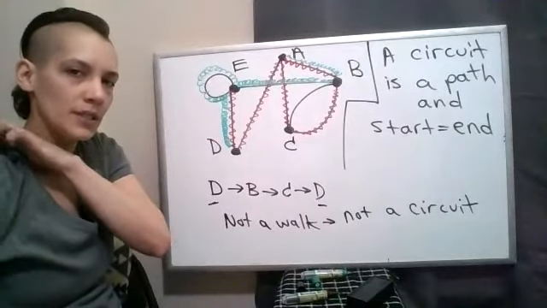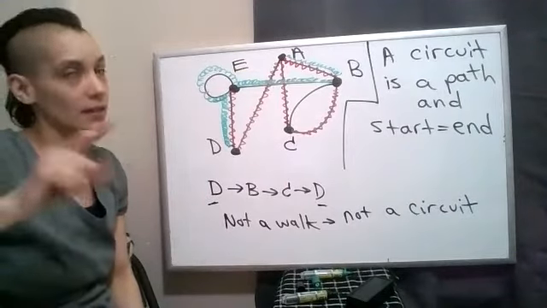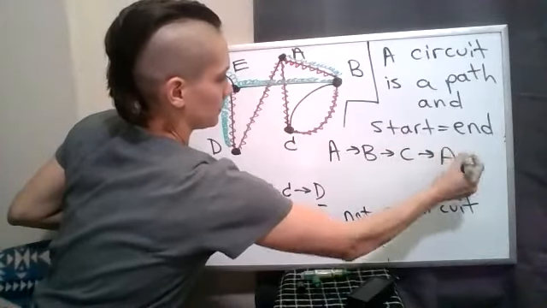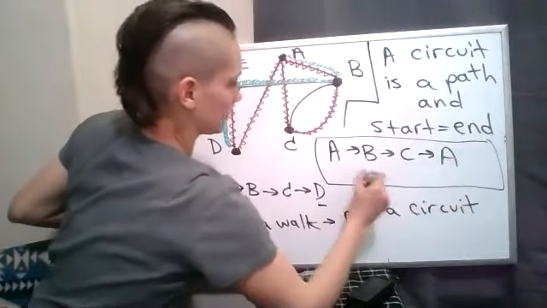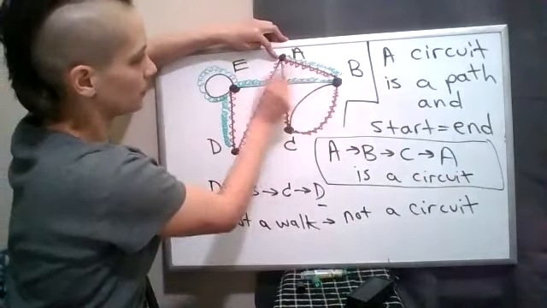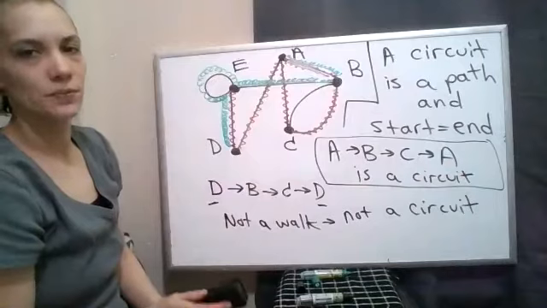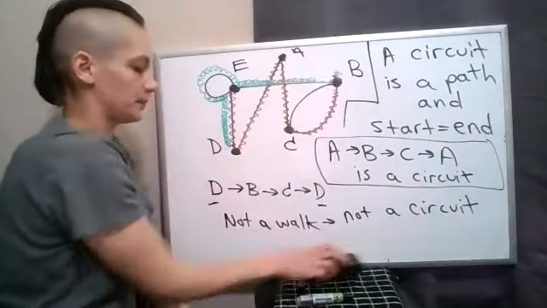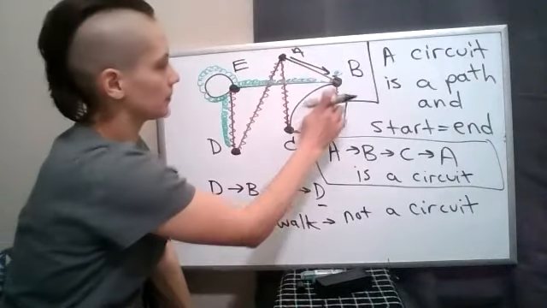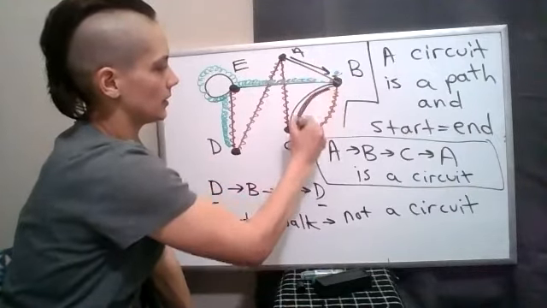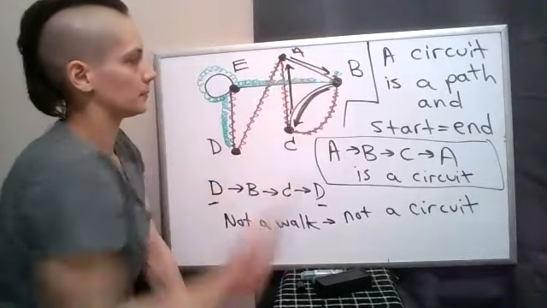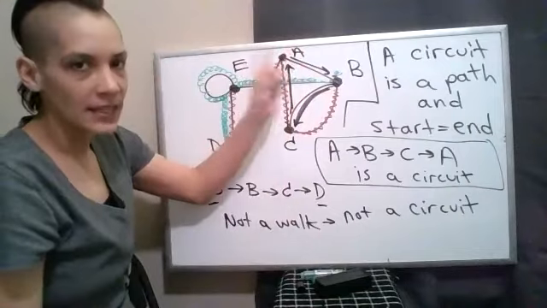Something like, let's just go ABC. Oh, ABCA. That would be a circuit. So starting at A, going to B. A to B, B to C. Let's just go this way, around here. There's this other edge to get from B to C, and C up to A. I started at A, I ended at A, and I used these edges one time.